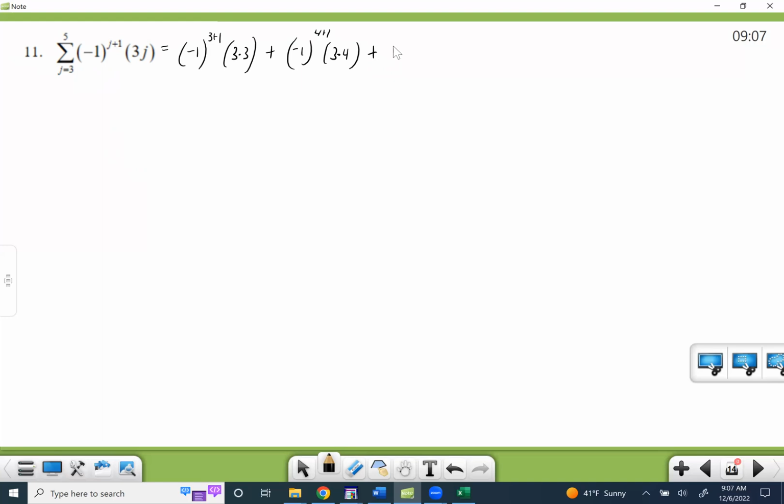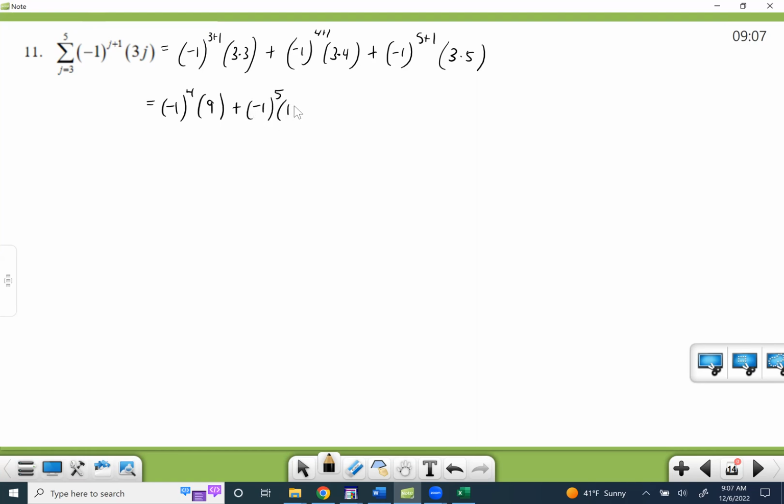Where am I stopping at? 5? Okay. So 5 plus 1 is the exponent, 3 times 5, and we're done. All right. So this is going to get us -1 to the fourth. I almost said second. 3 times 3 is 9. This one is -1 to the fifth.